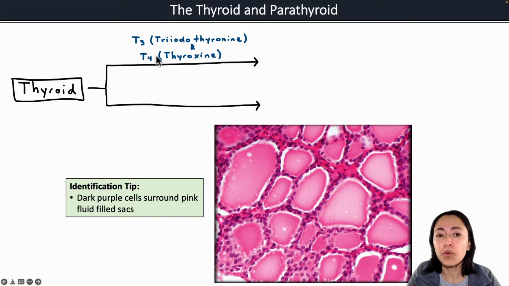T3 and T4, or in other words, the thyroid hormones, are really important in increasing our metabolic rate and increasing our body temperature.